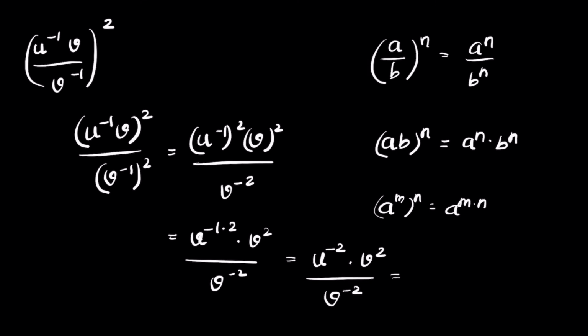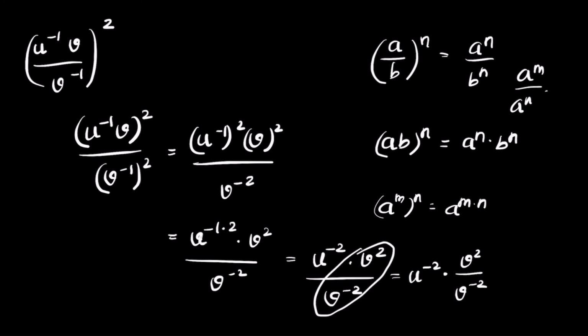Now let's try and separate the v quantities which are similar to each other. So u power negative 2 times v square by v power negative 2. Now let's use the quotient rule. The quotient rule is a power m by a power n becomes a power m minus n. So that becomes u power negative 2 into v power 2 minus of minus 2.